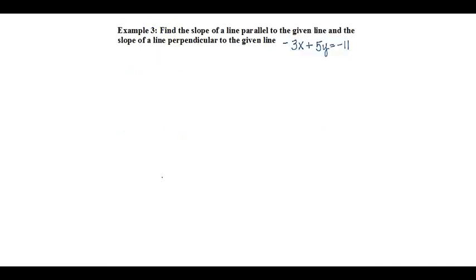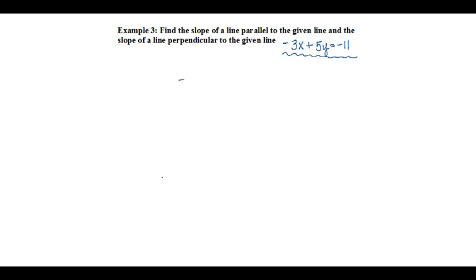Example 3, we are finding the slope of a line parallel to the given line and also the slope of a line perpendicular to the given line. A double whammy, we're finding both of them here. Notice that we have -3x plus 5y equals -11. We need to remember back to that very first slide: we first need to have it in slope-intercept form. What that means is that it's y equals mx plus b, so it is solved for y.